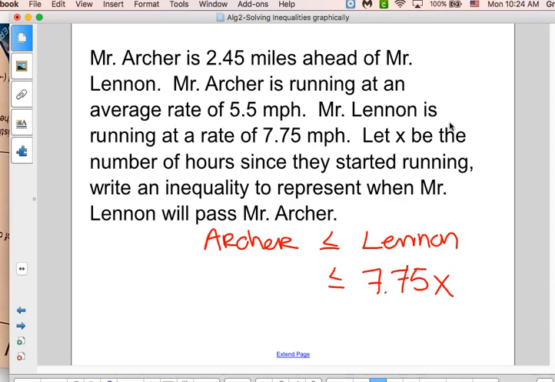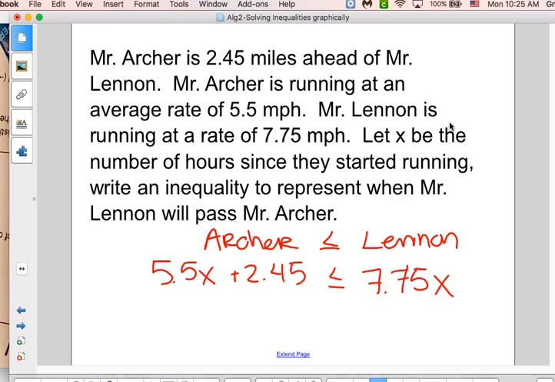Because in your y equals mx plus b, m is your slope, that's your rate of change. So whatever your rate changes by, that always goes with your x. Now Archer, what's his rate? 5.5. Perfect. So it's going to be 5.5x, and then why do we have to add the 2.45? He has a head start. So those are the two inequalities that we're comparing.